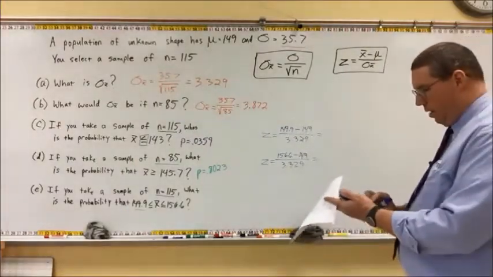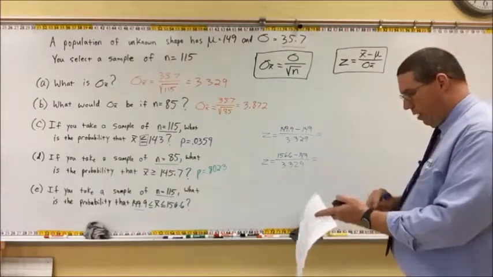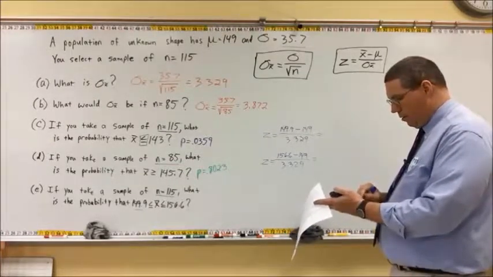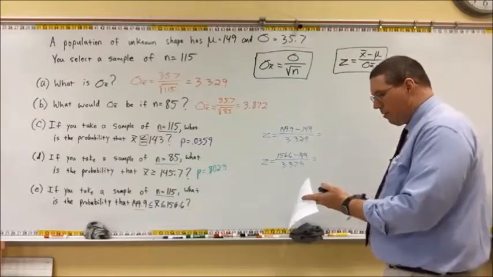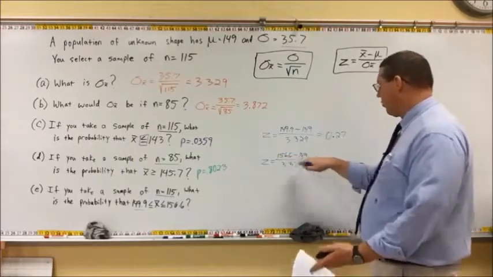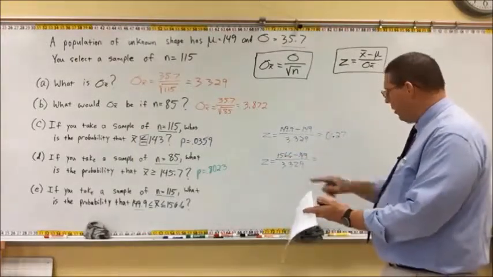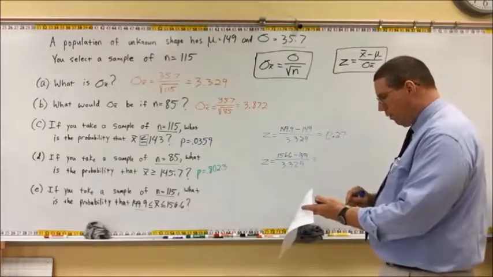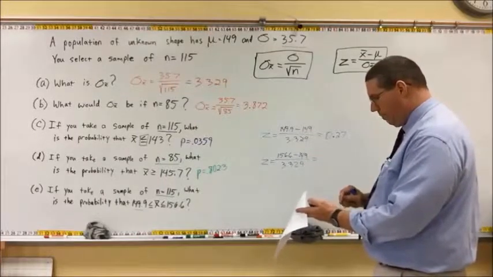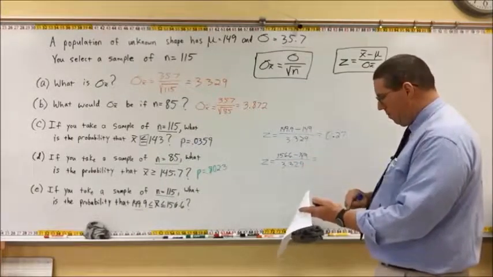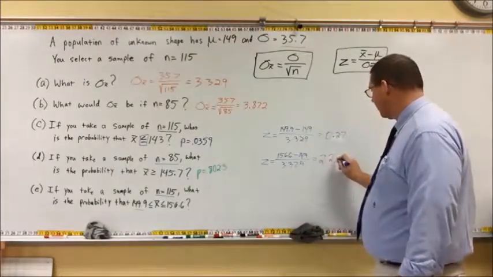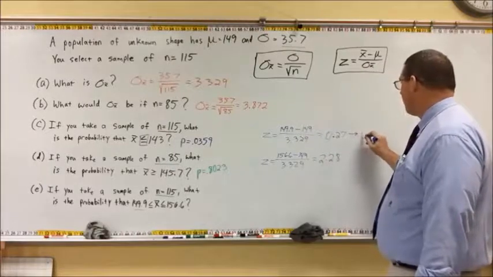So I've got 149.9 minus 149 divided by 3.329, and I get 0.27. Down here we're going to do 156.6, oops, minus 149, sorry. 156.6 minus 149 divided by 3.329 gives me 2.28. So I need a p-value for both of these.